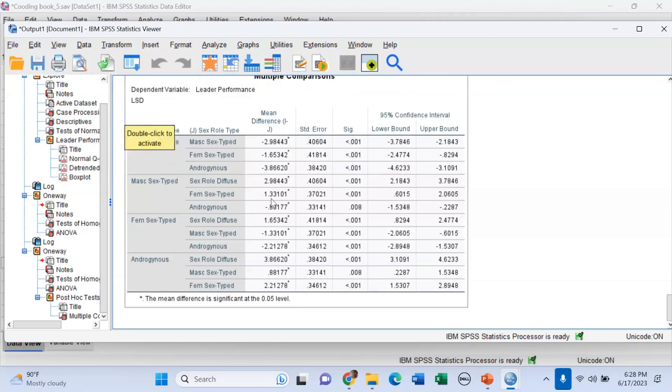Okay. Now here, please look at this particular data clearly. Here we have 4 categories: sexually diffuse, masculine type, feminine type, androgynous. What I'm going to try here is to compare each type with each other type of sex. For example, sexually diffuse with masculine sex type. How much difference is there?